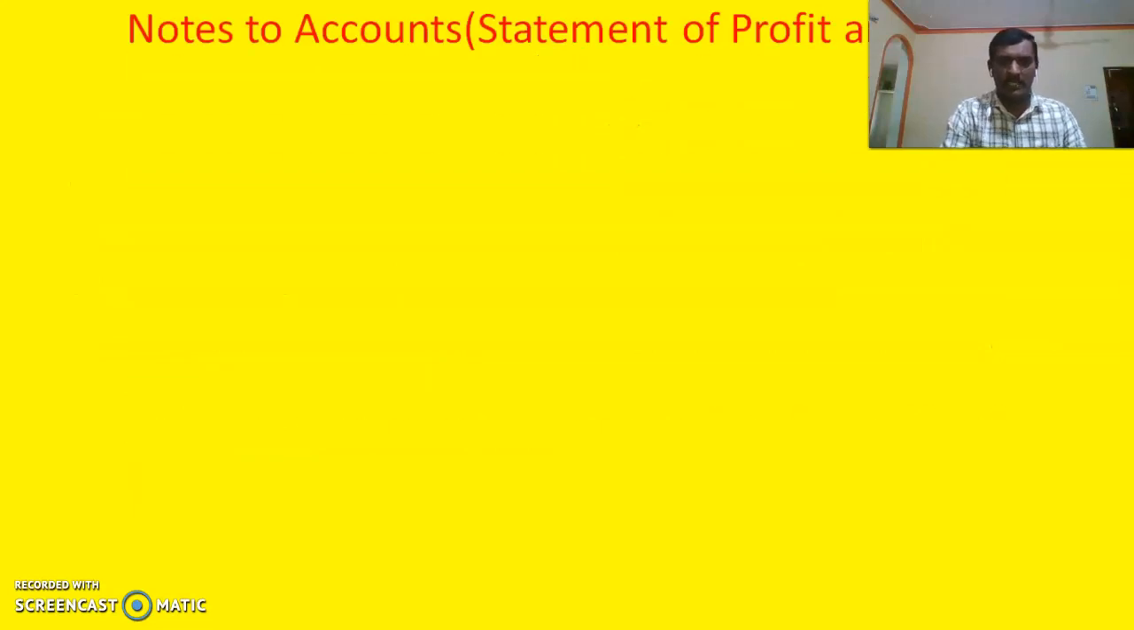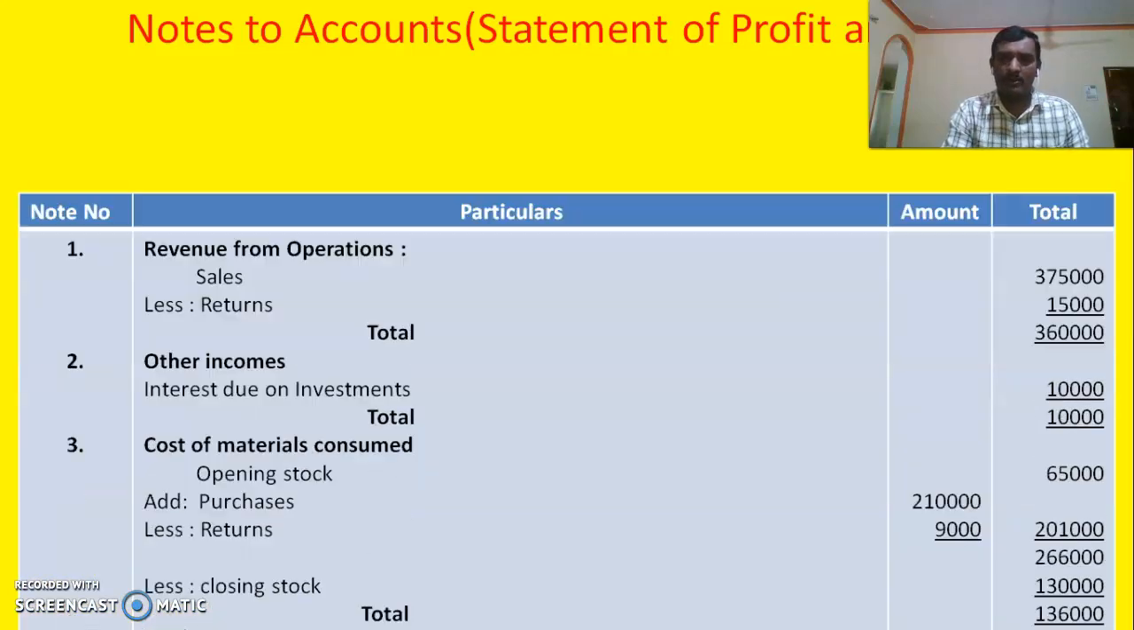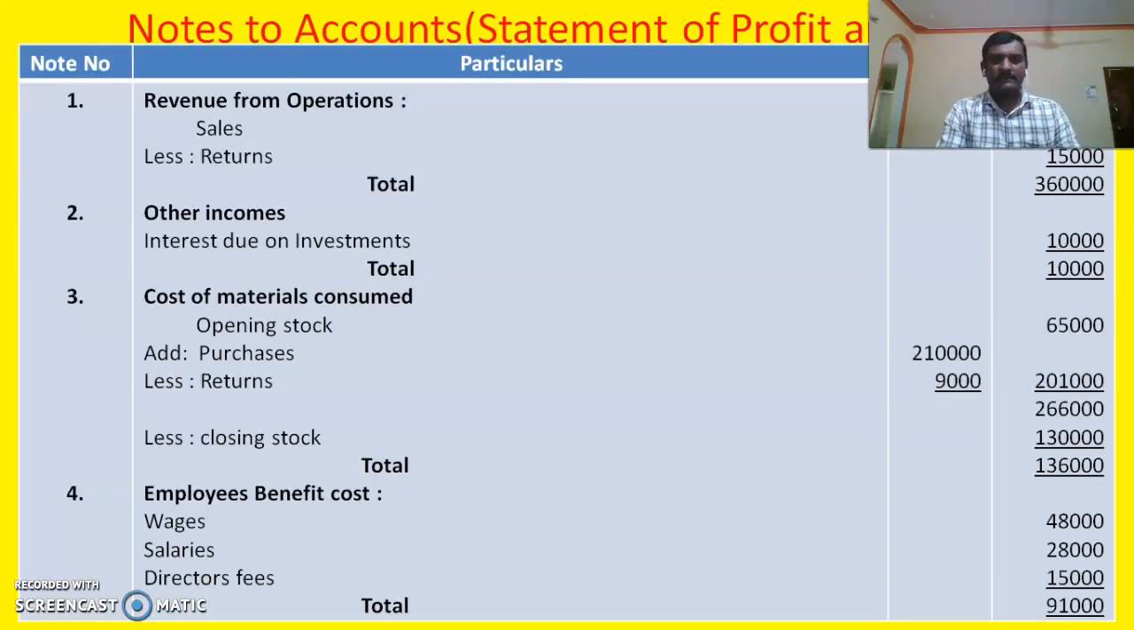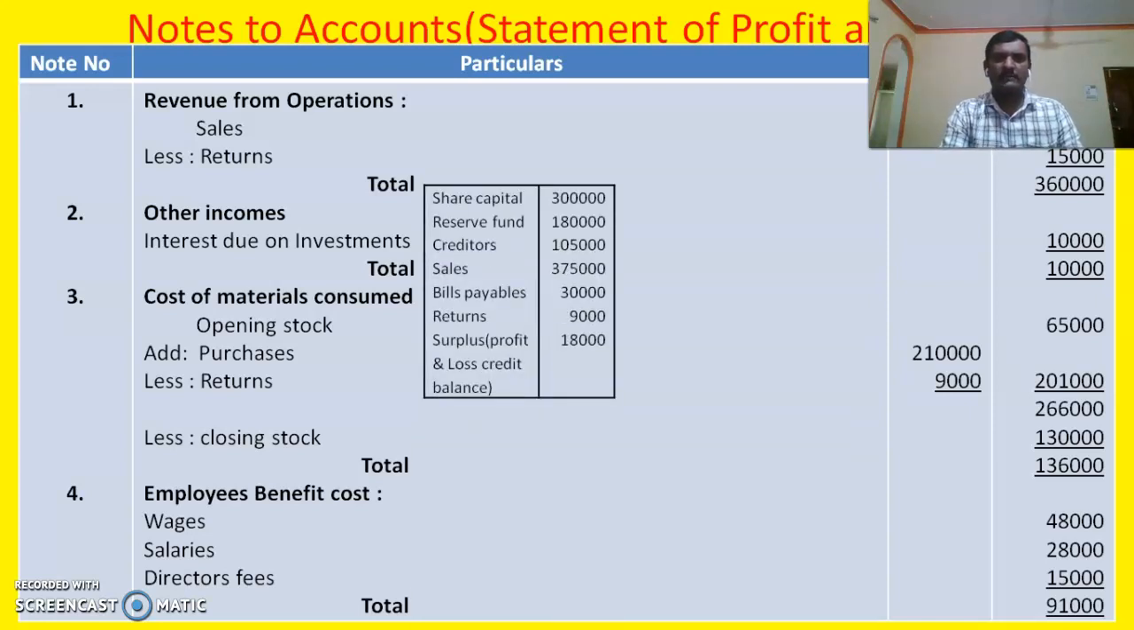profit and loss. So first of all, we have to prepare the notes to accounts for statement of profit and loss. So dear students, first of all, we have to refer the information given in the trial balance as well as the information given in the adjustments. So first of all, as per the prescribed format of Companies Act 2013 for final accounts, we have revenue from operations. So for that revenue from operations, the information is given in the credit balances here. In credit balances, they were given the item as sales, rupees 3,75,000, that is to be taken here.